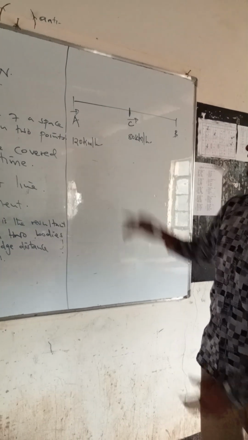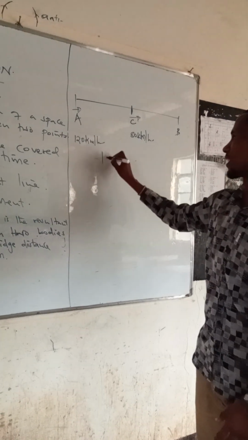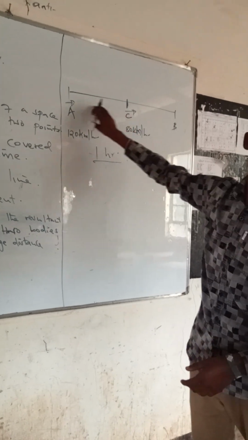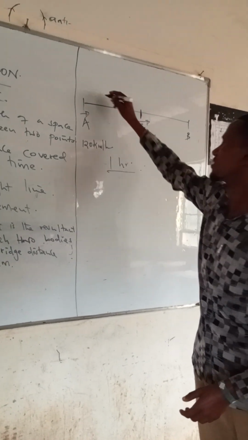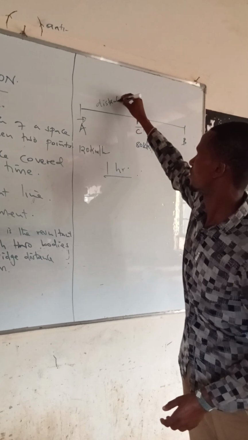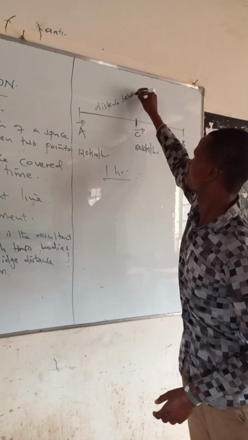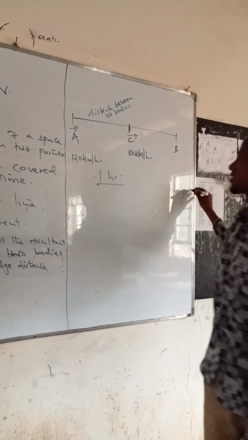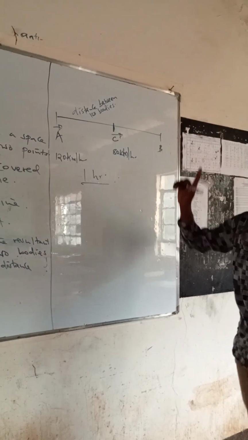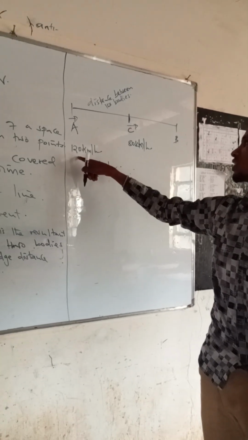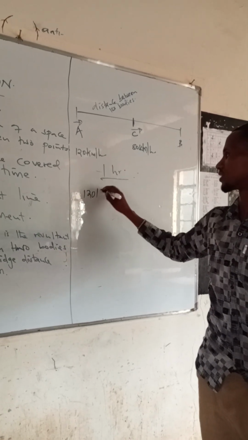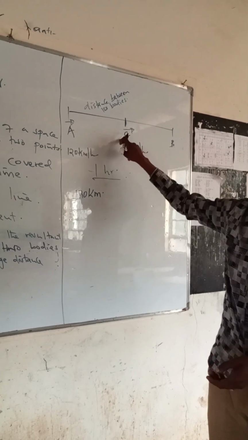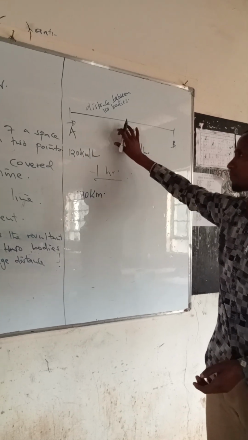So let us say you have two bodies: A, which is moving at 120 kilometers per hour, and another one moving at 80 kilometers per hour, and they are moving in the same direction. You will find that there is a space between them, the distance between the bodies. In 1 hour, this one will cover 120 kilometers to bridge this gap.